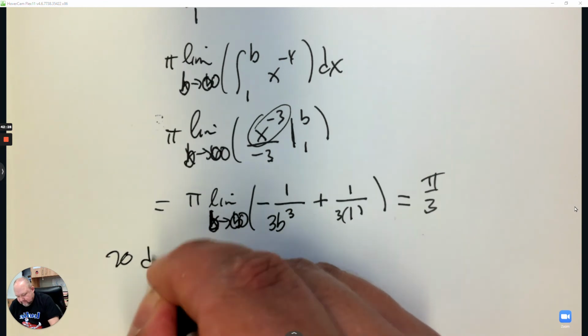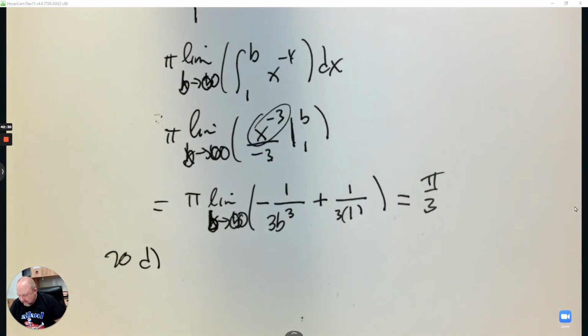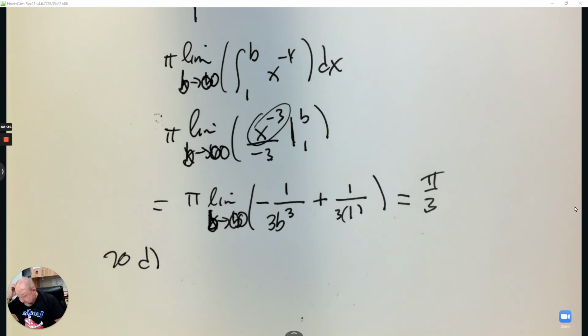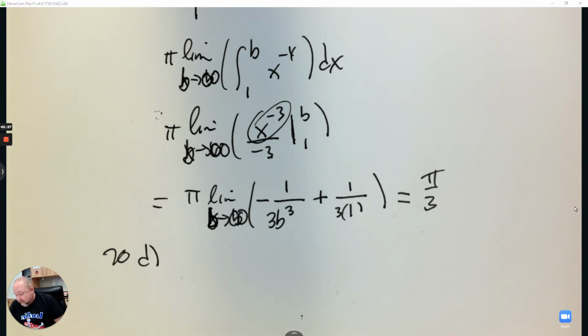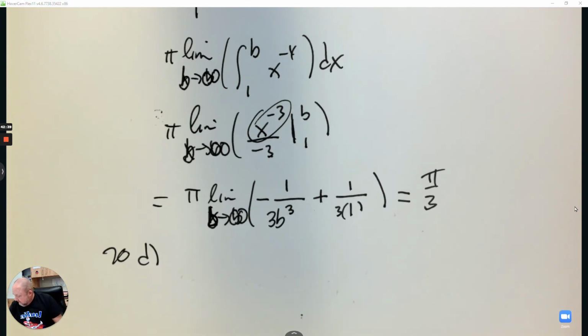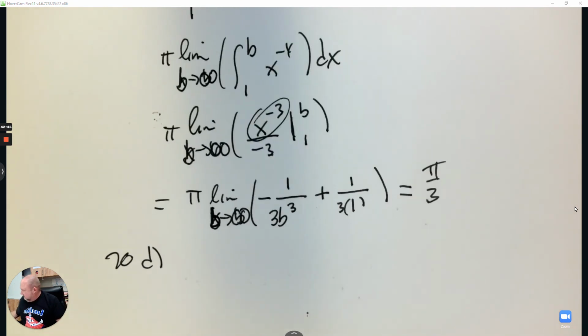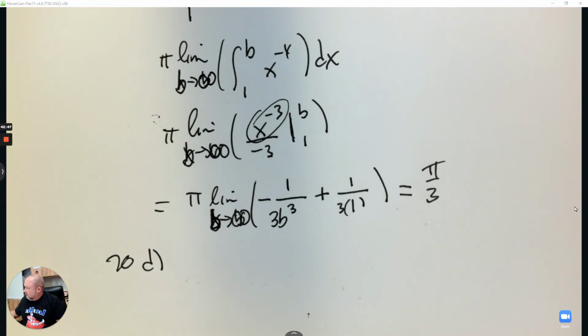20D. Here's my chance. I can do better. 20D says find the volume revolving it about the y-axis, if possible. So let's look at the picture again. This is going to be the cylinder, the shell method. Where did I put it?